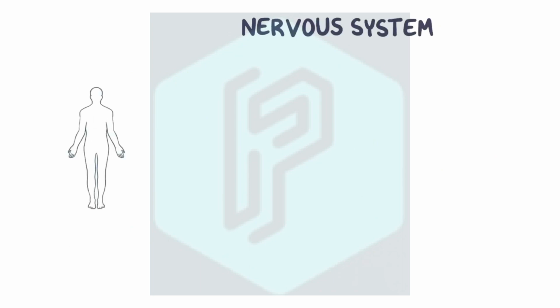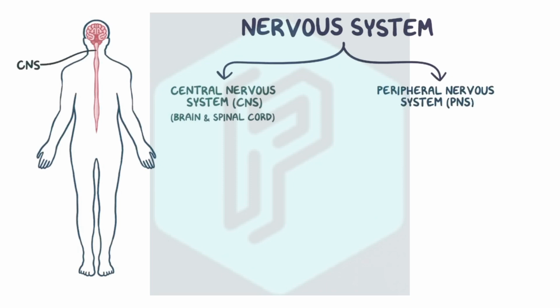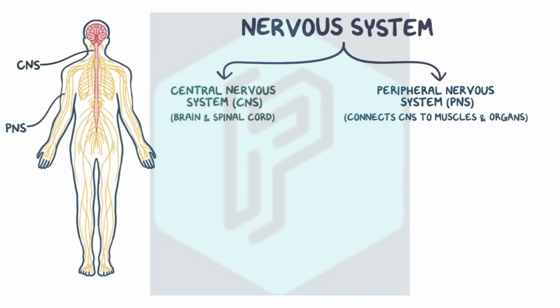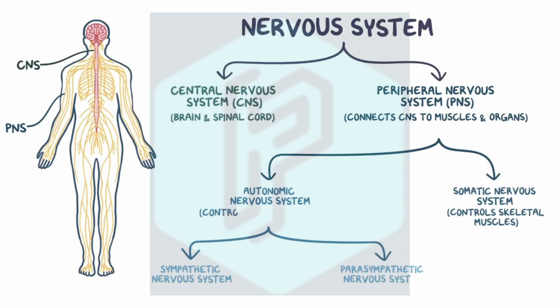The nervous system is divided into the central nervous system, which is the brain and spinal cord, and the peripheral nervous system, which includes all the nerves that connect the central nervous system to the muscles and organs. The peripheral nervous system can be divided into the somatic nervous system, which controls voluntary movement of our skeletal muscles, and the autonomic nervous system, which is further divided into the sympathetic and the parasympathetic, and controls the involuntary movement of the smooth muscles and glands of our organs.